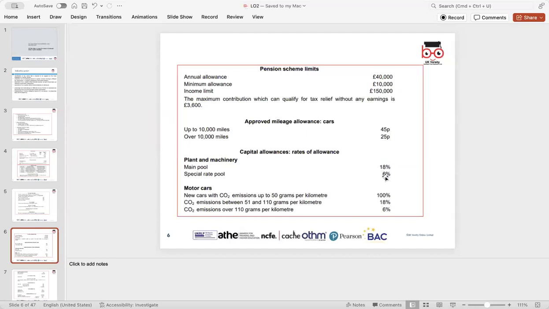For motor cars, the allowance depends on their CO2 emissions. New cars with CO2 emissions up to 50 grams per kilometer qualify for 100% allowance, while cars with emissions between 50 and 110 grams per kilometer receive an 18% allowance. Cars with emissions over 110 grams per kilometer receive a 6% allowance.